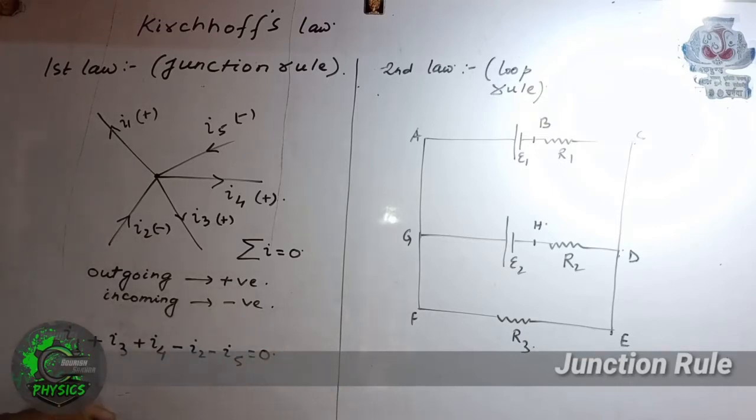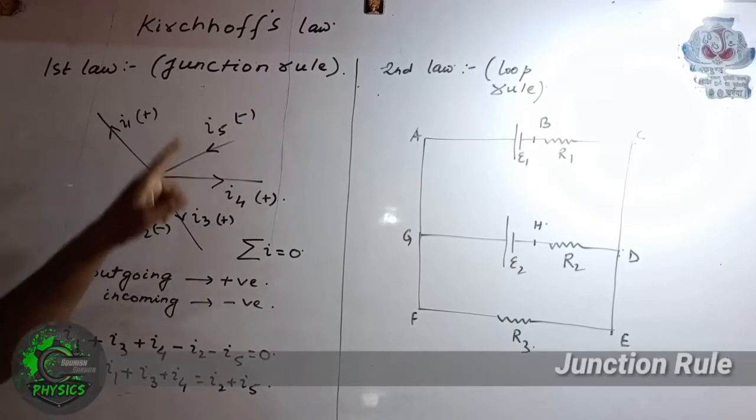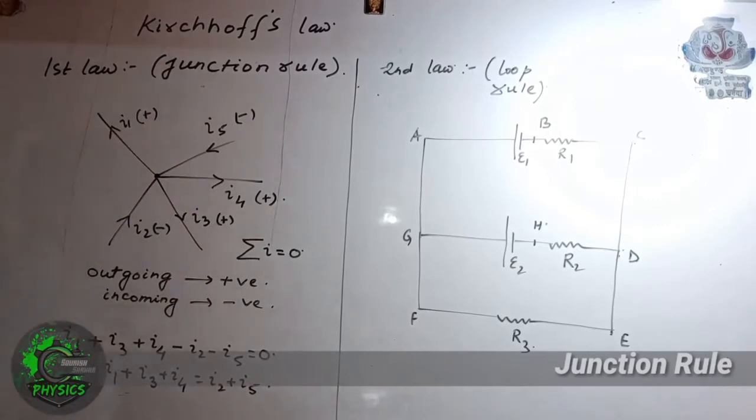So it states that I1 plus I3 plus I4 equal to I2 plus I5. It means total outgoing current is equal to total incoming current. So this is the junction rule, or first law given by Kirchhoff, and this is called Kirchhoff's first law. So you can understand it deals with the law of conservation of charge.